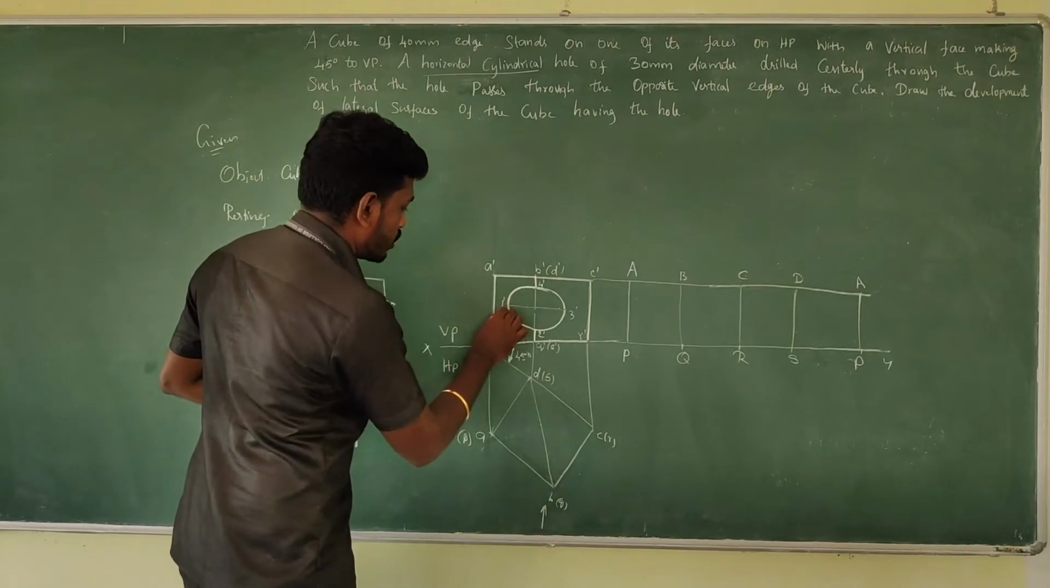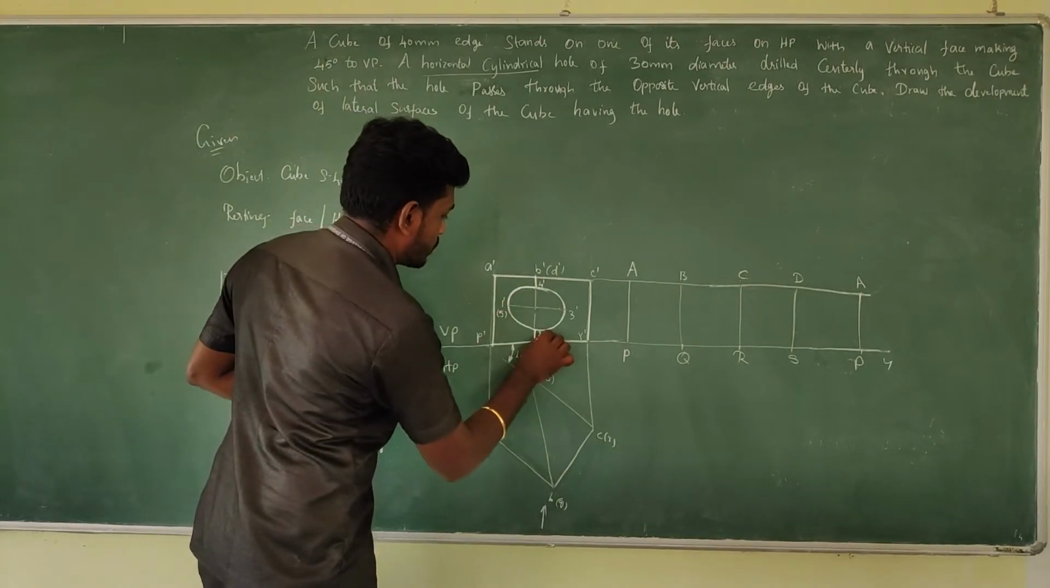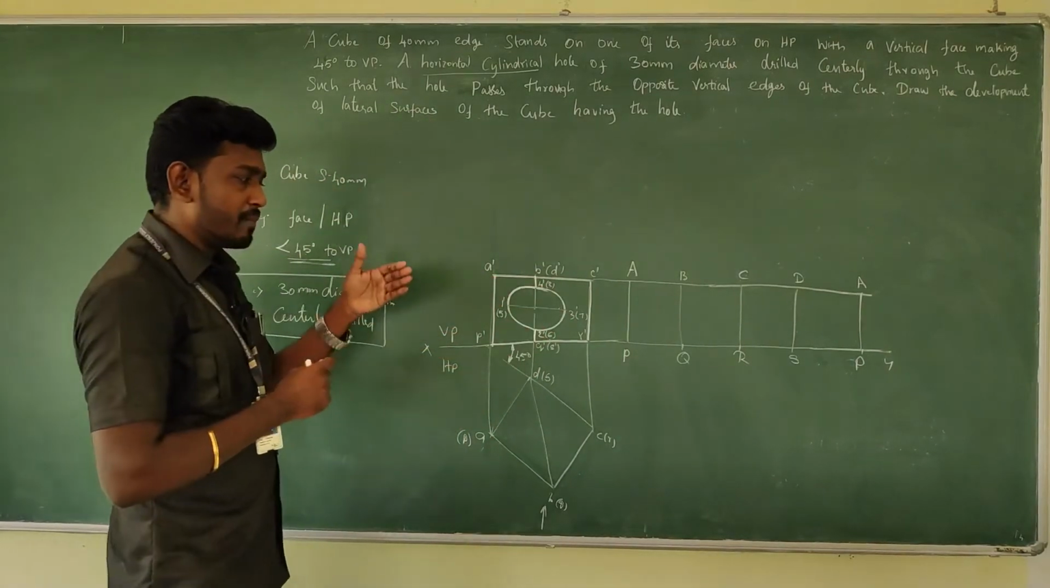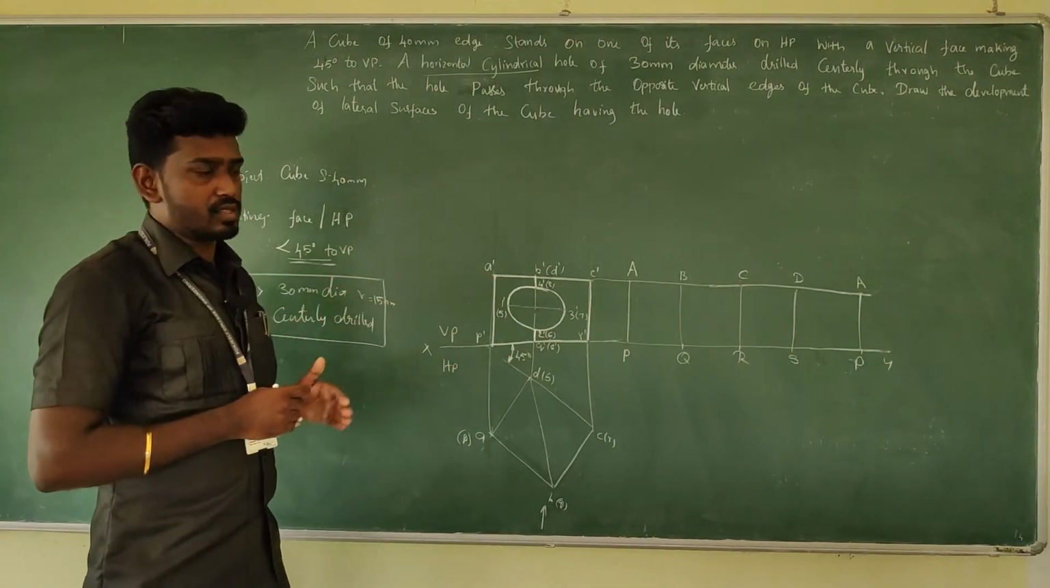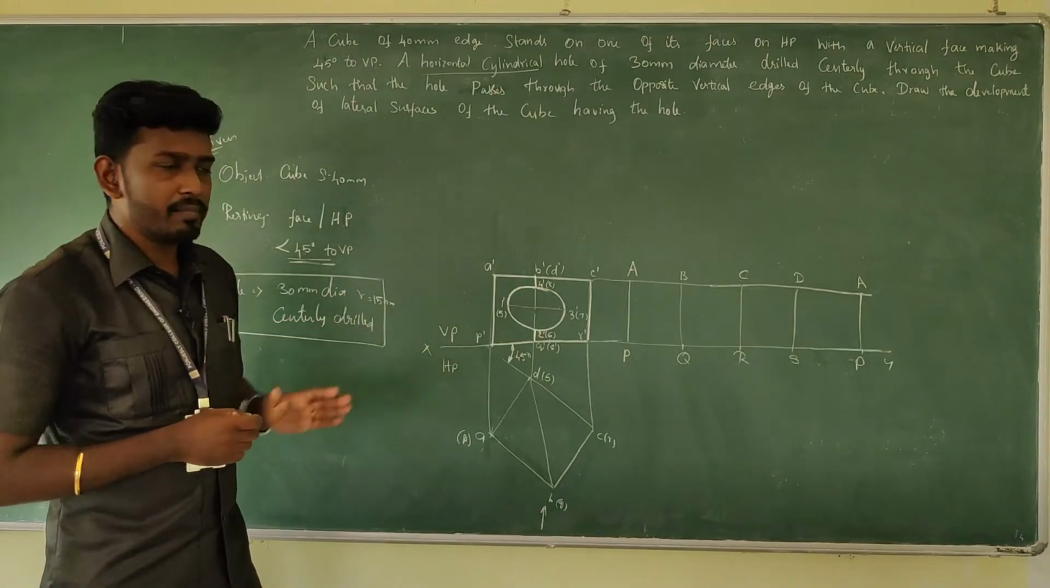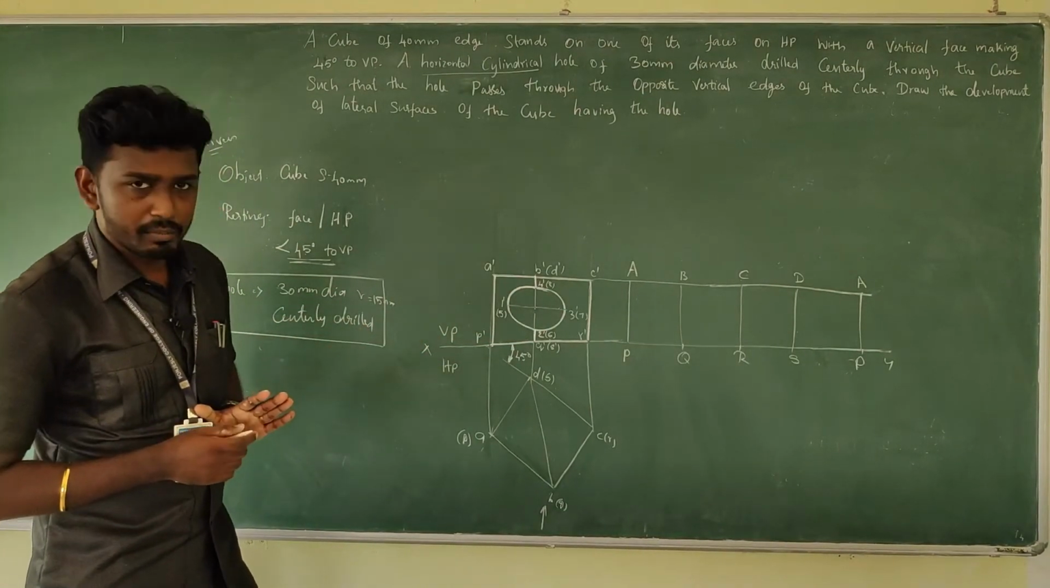So 4. So this would be 5, 6, 7, and this would be 8. It is for the hole at the rear face. 1 dash, 2 dash, 3 dash for the front face. Okay. This is how the object is being kept.